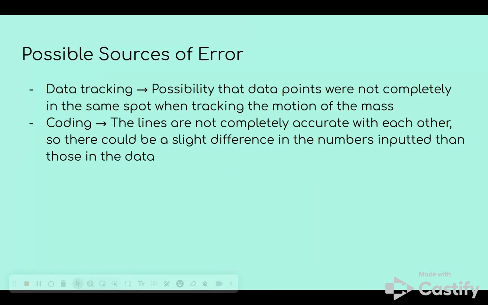Some possible sources of error. For data tracking, there was a possibility that the data points were not completely in the same spot when tracking the motion of the mass, not completely centered on the object, so that could be a possible source of error. And then within the coding, the lines are not completely accurate with each other, so maybe there could be a slight difference in the numbers inputted for the initial conditions, or the mass could have been weighed wrong.